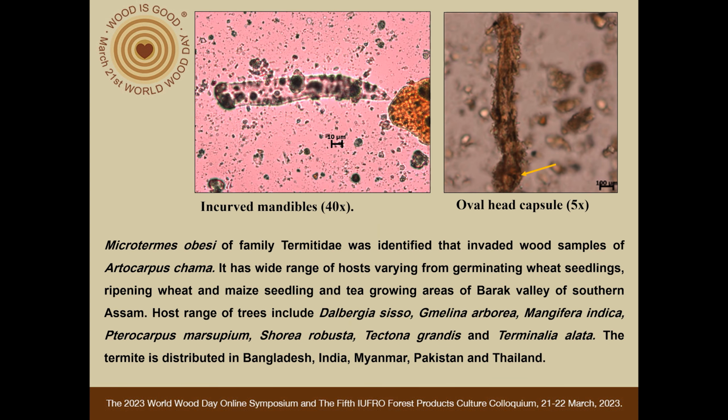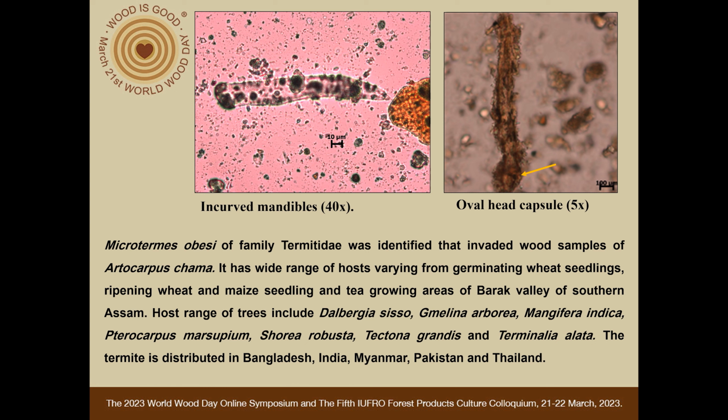The hook-like structures we observed in the samples of Artocarpus sharma were also observed in the slides prepared from the debris and were found to be the mandibles of the termite, which were incurved. We also observed the head capsule, which was oval in shape. Therefore, Microtermes obesi of family Termitidae was identified as the termite that invaded wood samples of Artocarpus sharma.